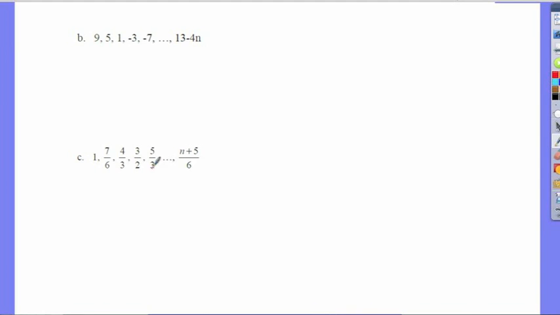So let's do the same thing on the next two. The common difference here, like I said, this was pretty obvious, but let's take the second term, 5, subtract the first term, which is 9, and 5 minus 9 is negative 4. And you can see that this is going down by 4. This is going down by 4, negative 4. This is going down by 4, and same thing there. So your common difference is negative 4.